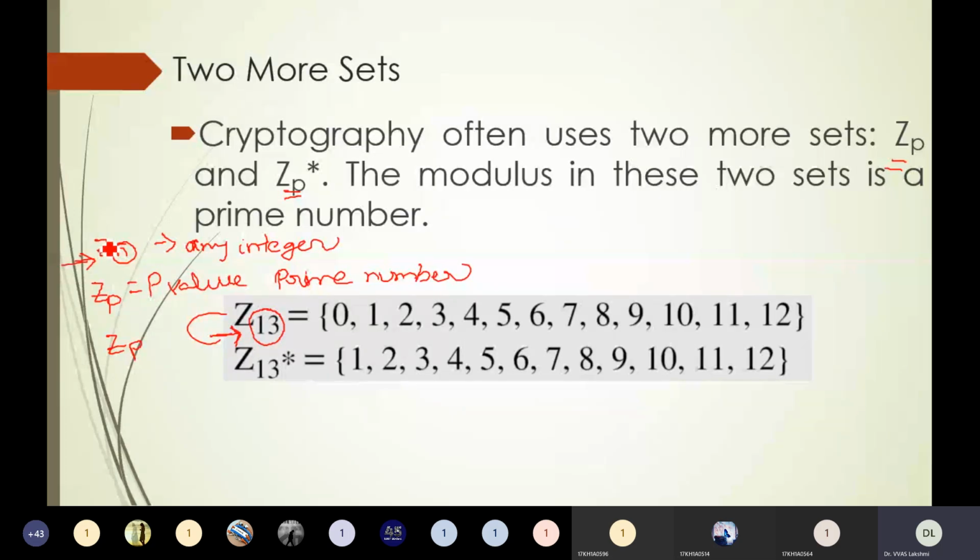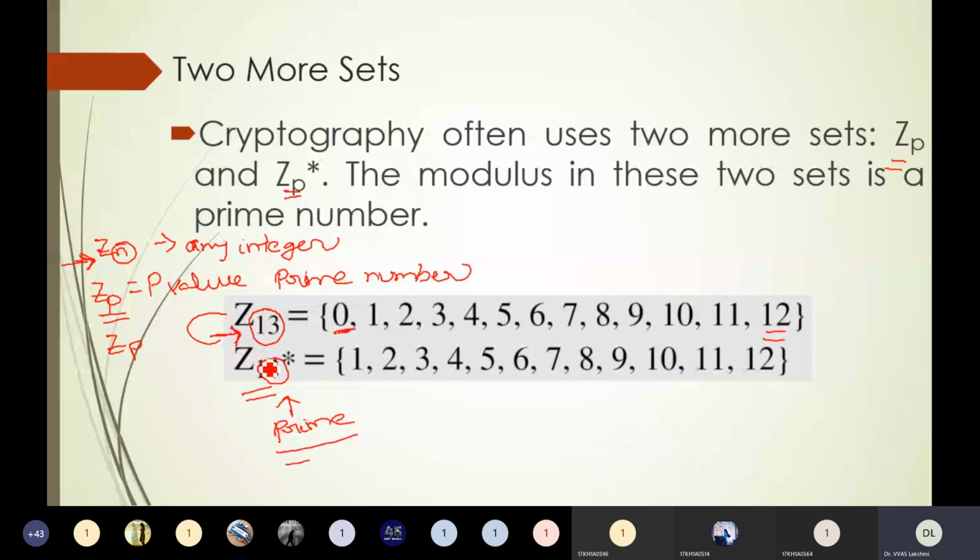Zn: what are the elements in Zn? It starts with 0 and ends with n minus 1. There is no difference between Zn and Zp except that when the n value is a prime number, that set is said to be Zp. The same thing is applicable for the multiplicative inverse set also. Here also the n value is 13. So 13 is a prime number.